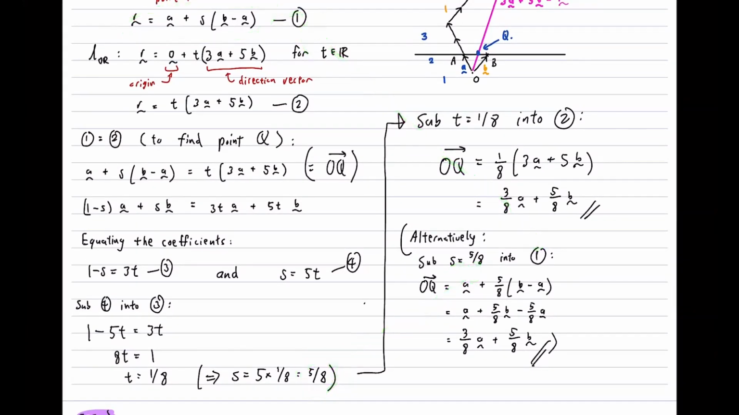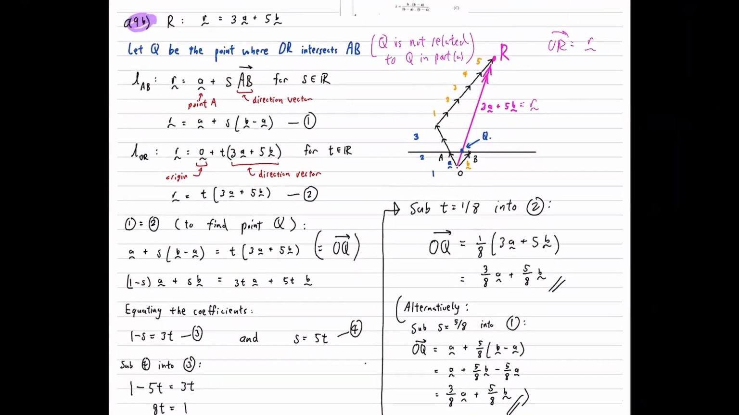What will you get? You get a plus 5 over 8 times b minus a, multiply out the 5 over 8, and combine the like terms. So 1a minus 5 over 8a, you get 3 over 8a. 5 over 8b remains, and you get the same answer. It's an alternative. Can? Can. Yeah, good. Okay, so that is this question.